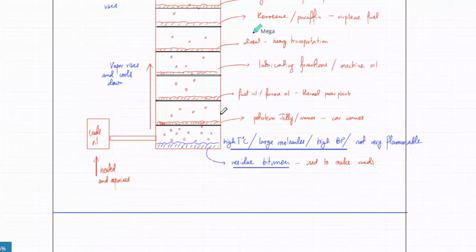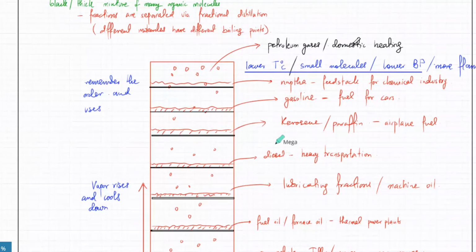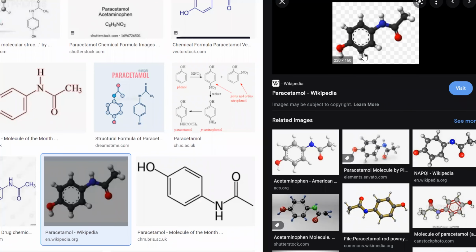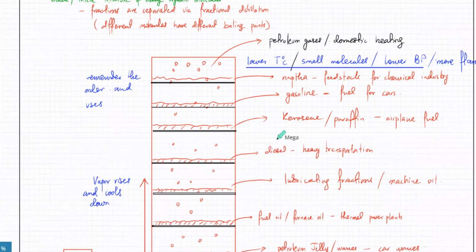The stuff at the top is very useful. It produces energy in your homes: petroleum gases, domestic heating. Naphtha, you make medicines out of it. Remember, medicine molecules are most of the time really small molecules, not big ones. They just have 20, 30 carbon atoms, that's it. Gasoline is a small molecule that burns very easily. Kerosene burns very easily, so all your airplanes run on it.